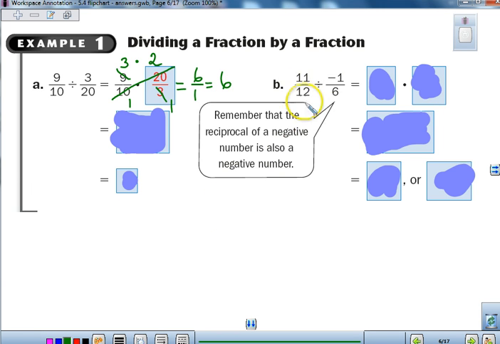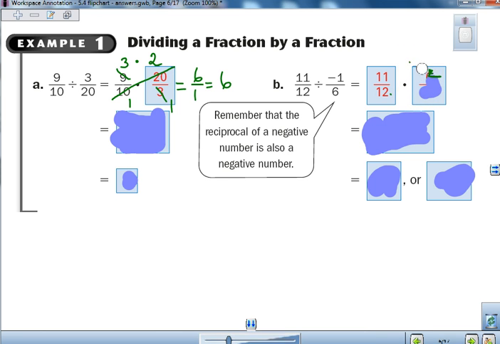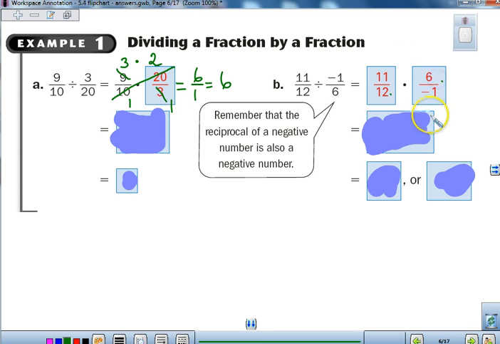Again, here as we are looking at this, we're going to have 11/12 times our reciprocal, and we should have a negative 6 over 1. Does it matter if the negative is in the denominator or in the numerator? It doesn't matter, as long as you make sure that you notice that you're taking a positive times a negative, which means our answer will be negative. Again here, 6 goes into 6 once, 6 goes into 12 twice. We always want to simplify first.